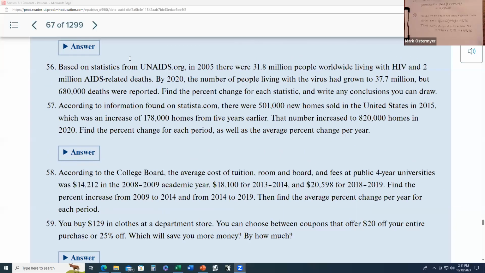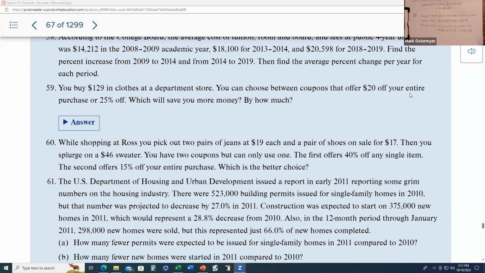About number 59, try this one. See if we can become a wise shopper. Number 59. Go ahead and do that one.